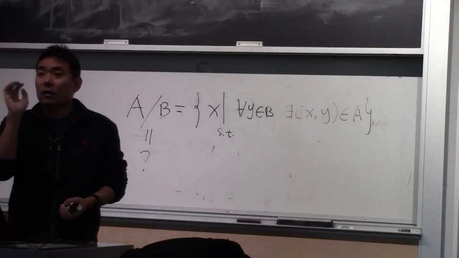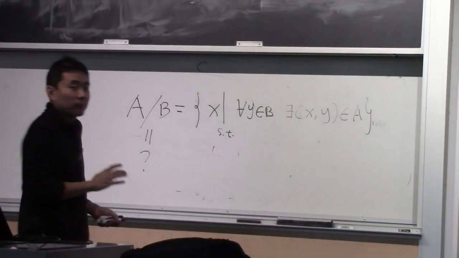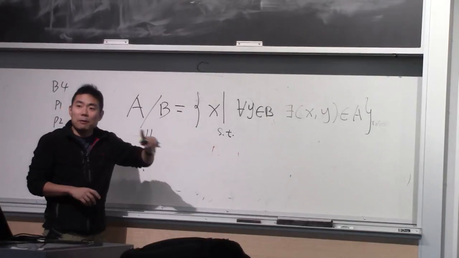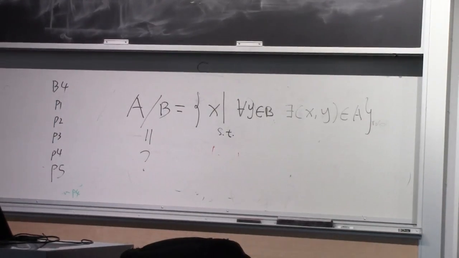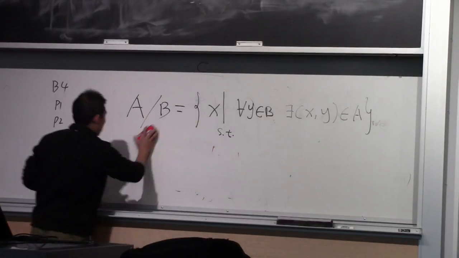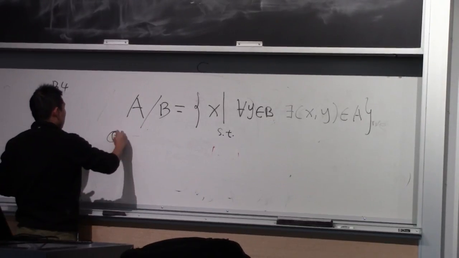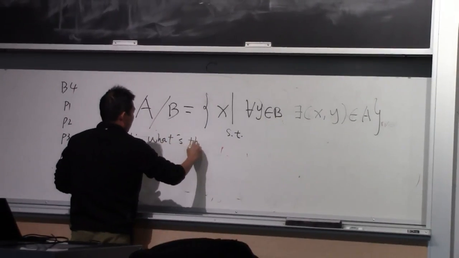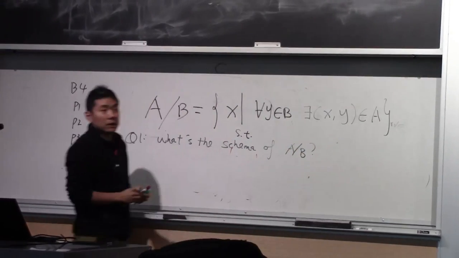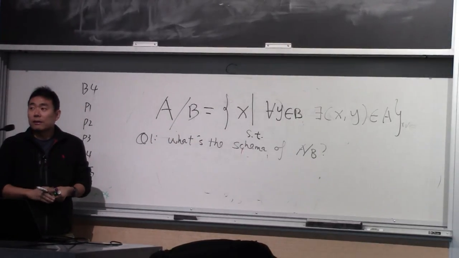So far, so good. And there are a couple of really important notes. By defining A divided by B as such, what does it tell us? What's the schema of the output? That's the first question I want to ask you guys. Is the schema A, or is the schema B, or is the schema something else? Question number one: what's the schema of A divided by B?